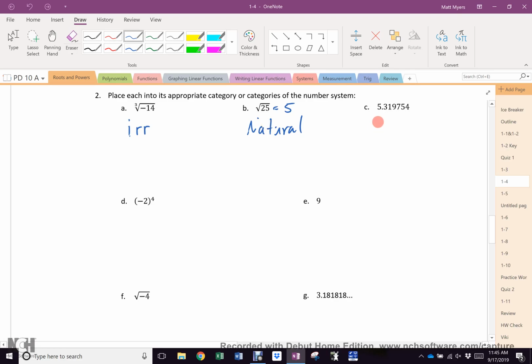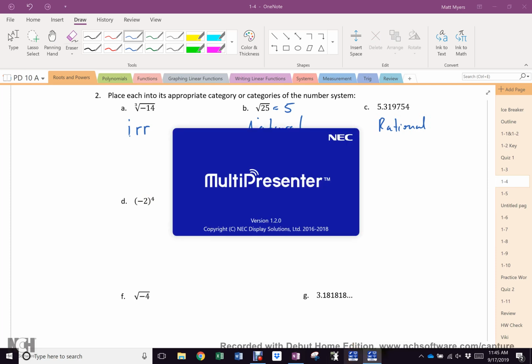So yes, that was, of course, rational. And we talked about what it is. What about this guy? You have it right in front of you. What is D? Bracket -2, bracket power 4. Yeah, so what category does it fit into? I'm glad everyone can read, but what is the category that it fits into?